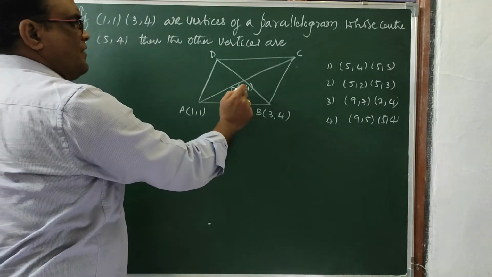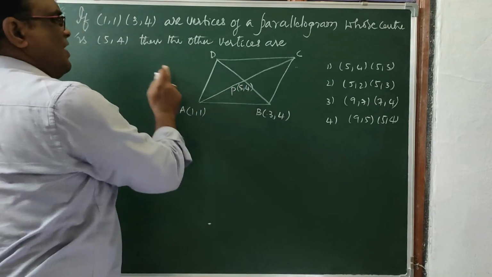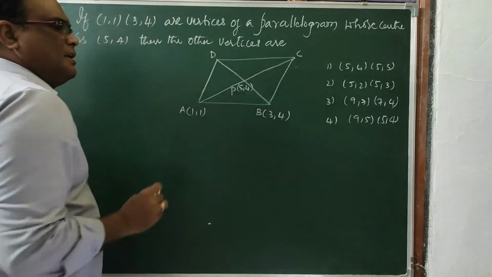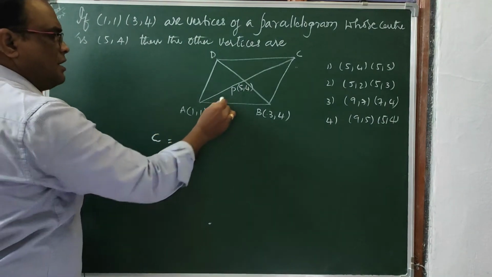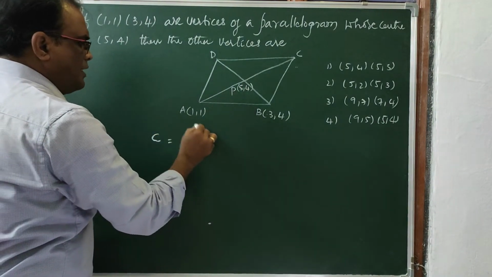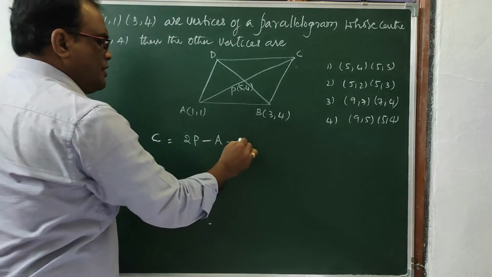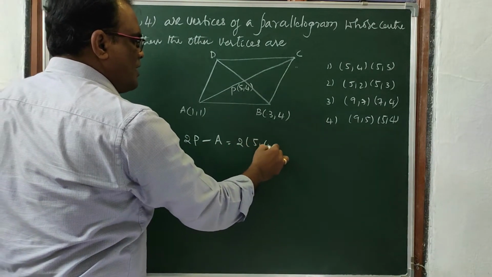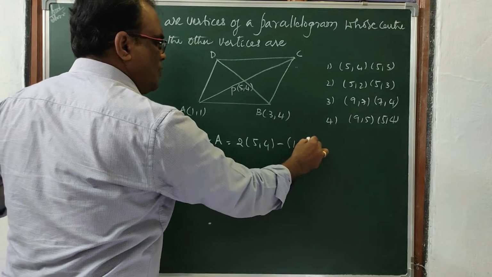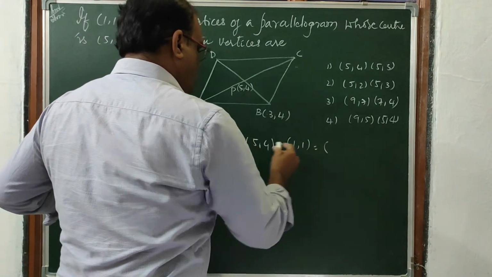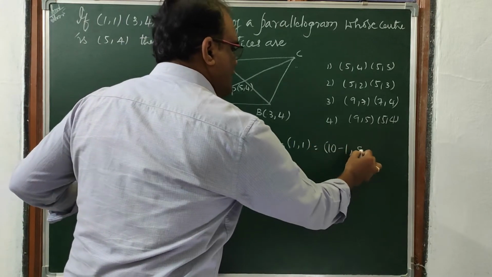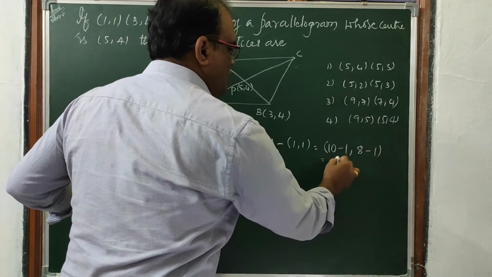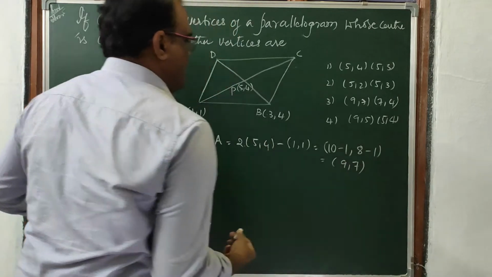Center means the point of intersection of diagonals, that is (5, 4). Find C and D. To find C, 2 into midpoint minus 1 end, that is 2 into (5, 4) minus (1, 1). So you have 2 5s are 10 minus 1, 2 4s are 8 minus 1. So that is (9, 7).